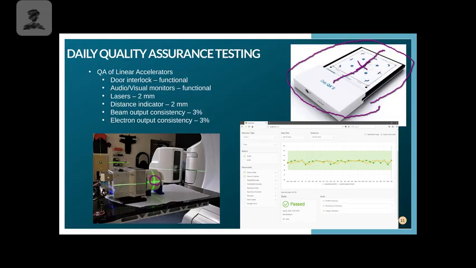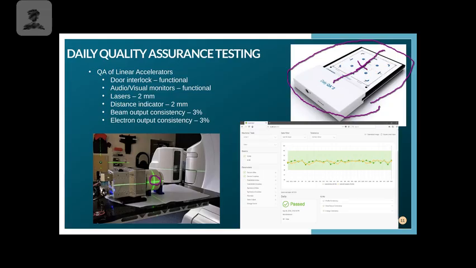Then we have our electron output consistency. So we'll do the same thing we just did for the beams, but we're going to do them with the electron beams. So that's going to be MeV. And so we'll run through all of those multiple times, and then we'll compare them, and it'll give us our percentage.